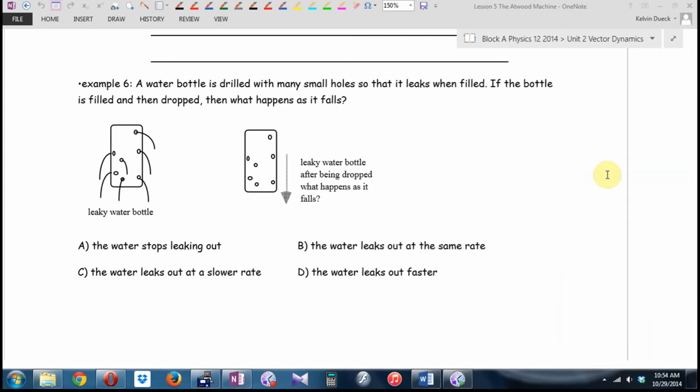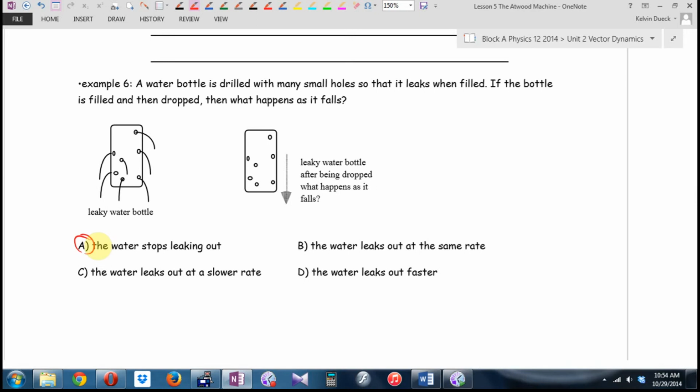The correct answer is A. Why? Why? Why? Is there a way I could have predicted that ahead of time using principles of physics? Shelby's nodding. Convince me, Shelby. The bottle and the water are falling at the same acceleration.